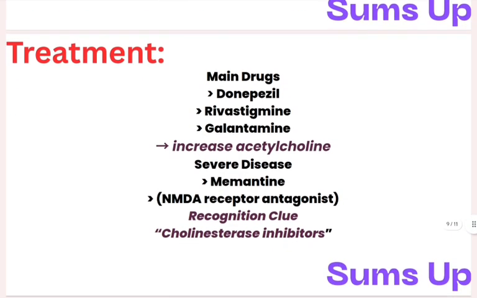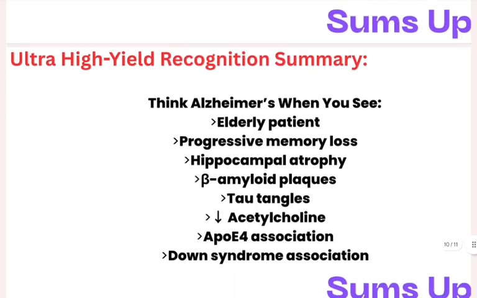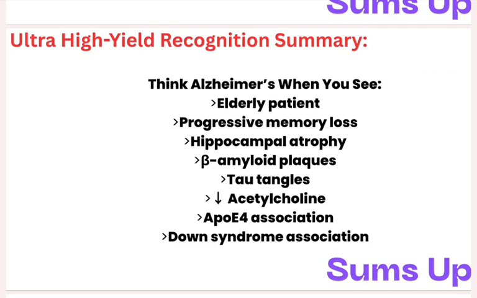Coming next, we have treatment. Remember what the problem was? It was a decrease in acetylcholine. So the main thing we are going to do is increase acetylcholine so that the imbalance can be corrected. The main drugs for treatment of Alzheimer's are donepezil, rivastigmine, and galantamine. These all increase acetylcholine. In severe disease, we can also use memantine, which is an NMDA receptor antagonist. Recognition clue: cholinesterase inhibitors are treatment for Alzheimer's.